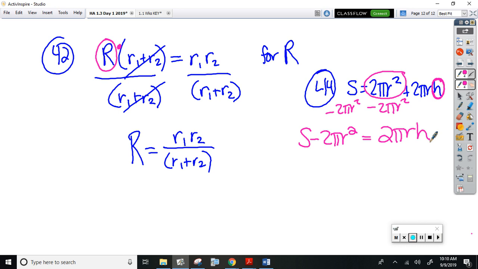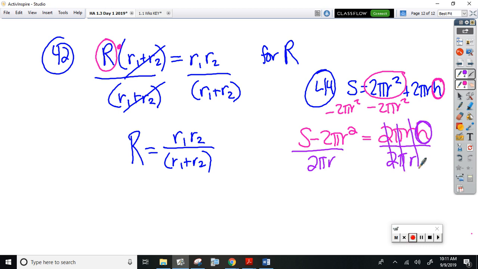So s minus 2 pi r squared equals 2 pi rh. And now we just need to get the h alone. So what will I do to both sides? Divide by 2. Yes. You also need to divide by a pi and an r. So you may as well just do them all together. Since it's 2 times pi times r times h, you can undo all of them at the same time. The only variable that you want to leave over there is your h.